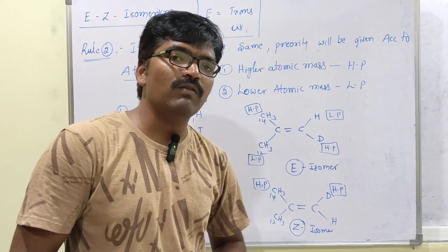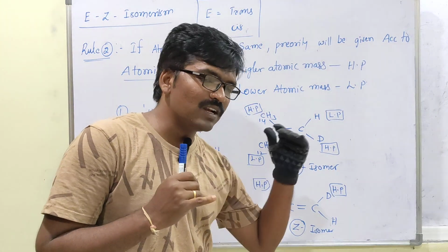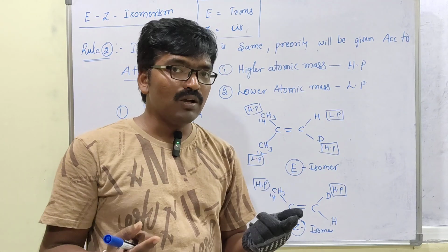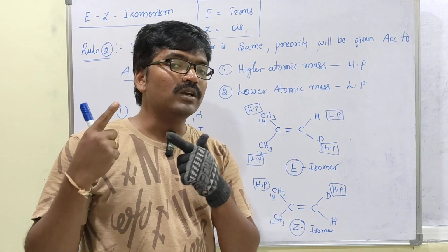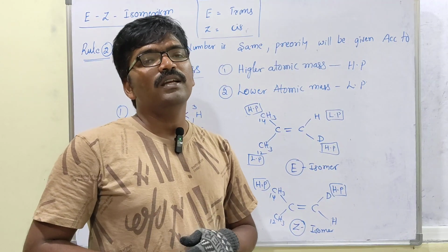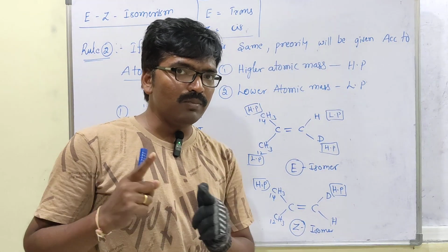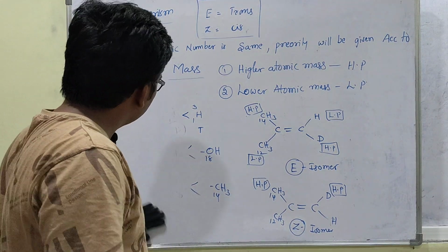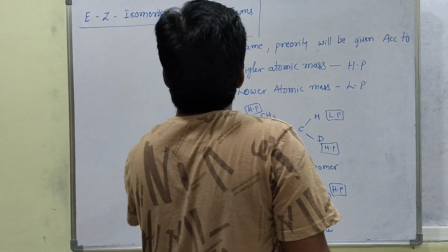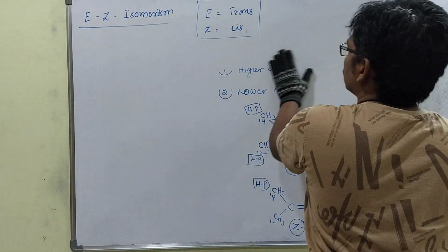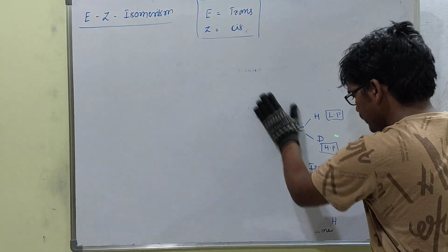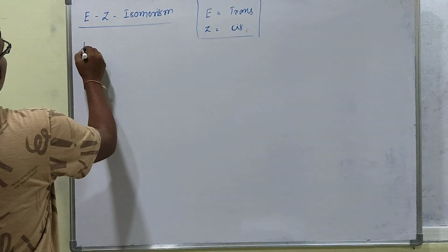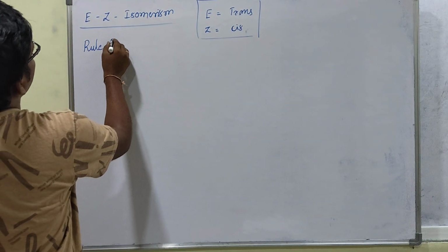First rule number 1, atomic number: higher atomic number, higher priority; lower atomic number, lower priority. Second rule, in case the atomic number is the same, according to atomic mass we have to give the priority. Higher atomic mass, higher priority; lower atomic mass, lower priority. Next rule number 3, my dear students. According to CIP rules, rule number 3 we are seeing.